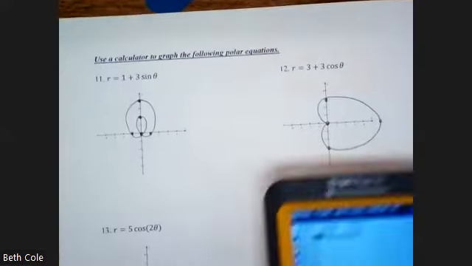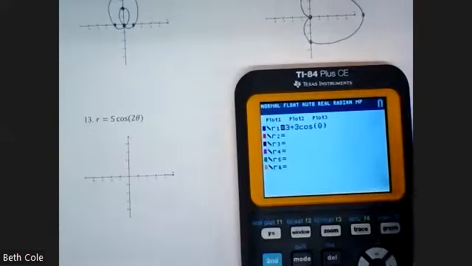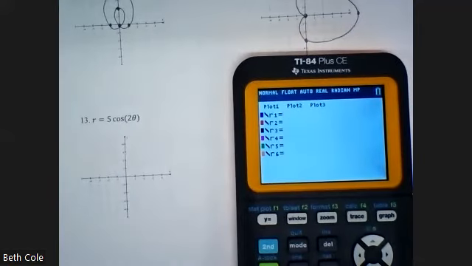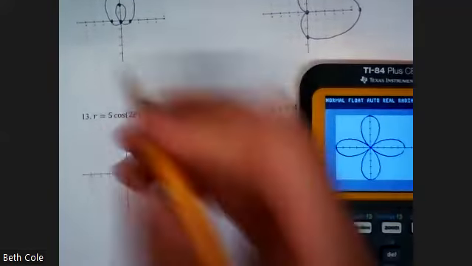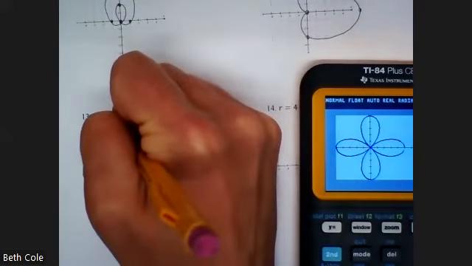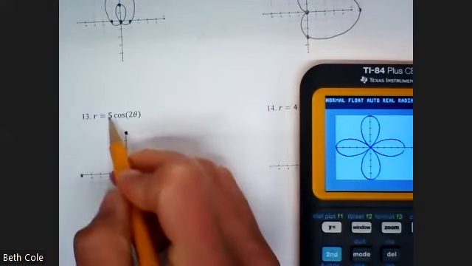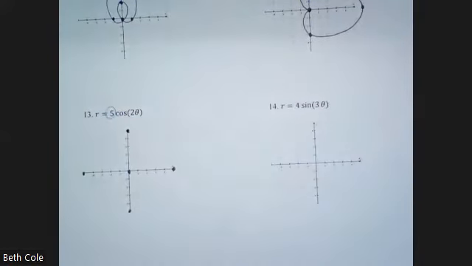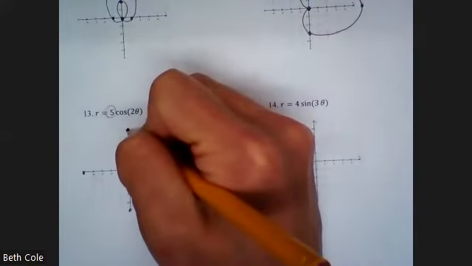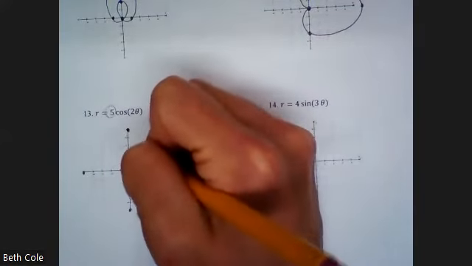All right, and we're going to go back to y equals, clear it out again. We're going to type in the next one. 5 cosine 2 theta. So it's like a little 4-leaf clover. So you're going to plot 0, 0, and then it's 5 in each direction. And that's because of this 5 that's out front there. So again, just plot those specifically, and then the rest of this is just do your best.